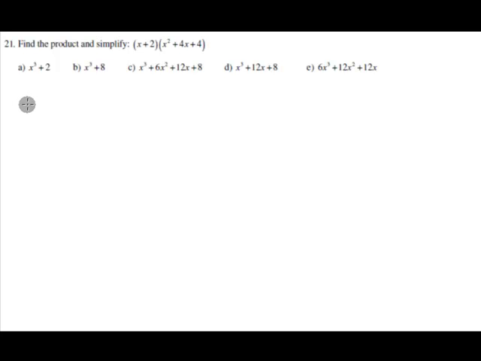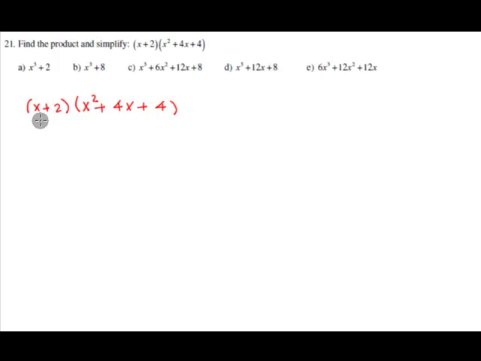Question 21, we want to find the product and simplify. What does that mean, find the product? Find the product means we multiply. We want to multiply x plus 2 times x squared plus 4x plus 4.